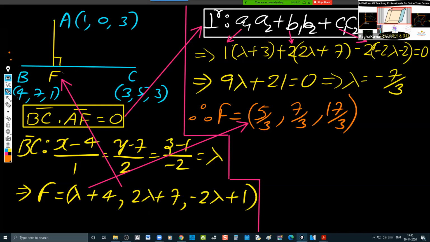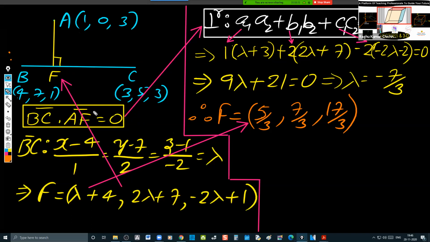Every point and any point on BC, I need F here. That is why I named it as F. F is nothing but lambda plus 4, 2 lambda plus 7, minus 2 lambda plus 1. Now this is F. I know A, I know F now in terms of lambda, and BC we know.